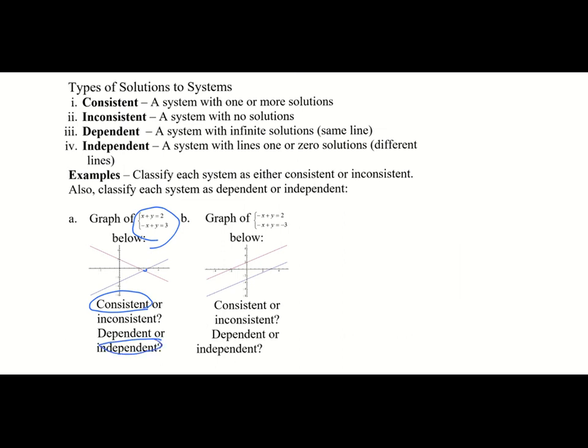All right, for B, let's see. We have two lines, but here you can look, they never crossed, they never made a point. So there's no solution because it's parallel lines. So we are going to call it inconsistent because there's no solution. But it's still independent because there are two different lines. So it's inconsistent, but still independent.